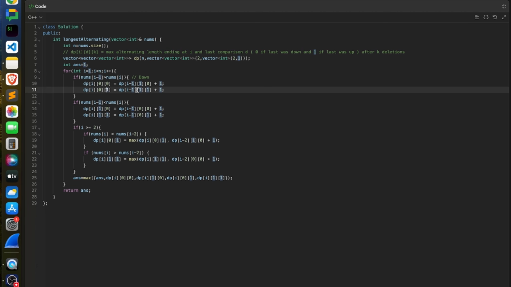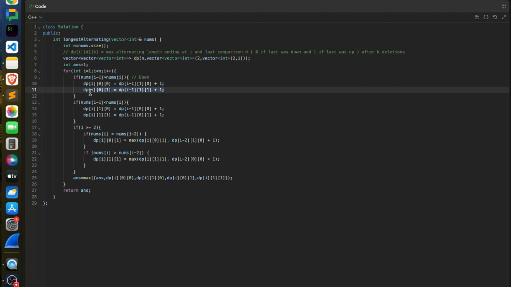So dp of I minus 1, 1 and 1. Now since your last comparison is down, the previous comparison has to be up, right? And 1 is just deleting any one of the numbers from the previous collection, from index 0 to I minus 1, plus 1. So this is the dp of I, 0 and 1.